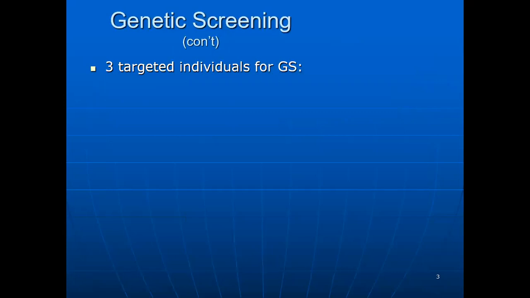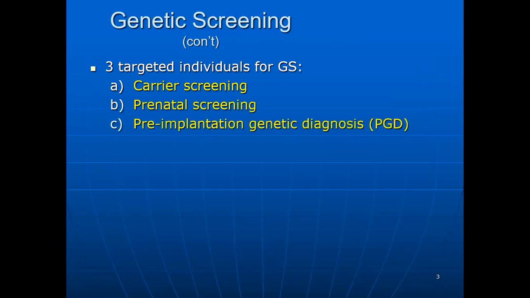Okay, so genetic screening. There are 3 targeted individuals that we can do genetic screening on. First one is carrier screening. Second one is prenatal screening. Third one is pre-implantation genetic diagnosis. First one is carrier screening. It means for normal people like us, we want to screen whether we are carriers of the allele of a certain disease.